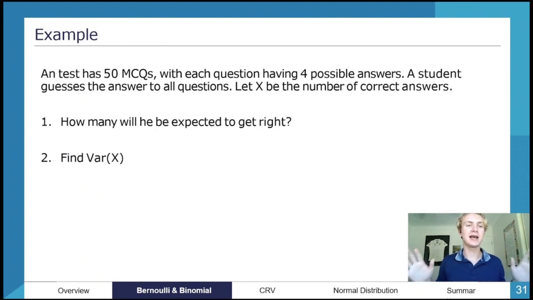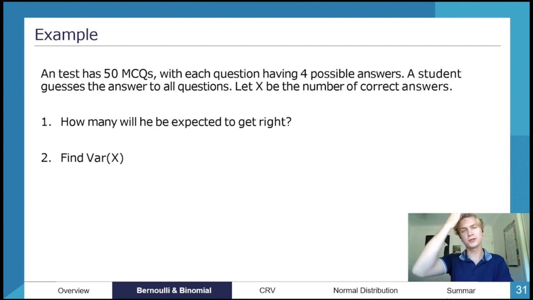Example. So a test has 50 MCQs, multi-choice questions. Each question has 4 possible answers. A student guesses the answer to all questions. So let x equal the number of correct answers. So success is correct. X is the number of successes, and it is a Bernoulli sequence.